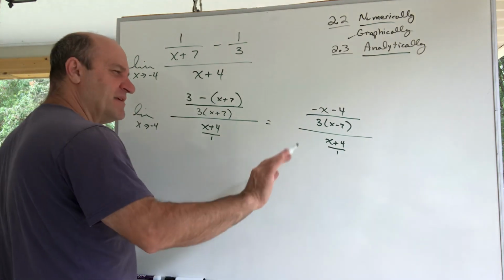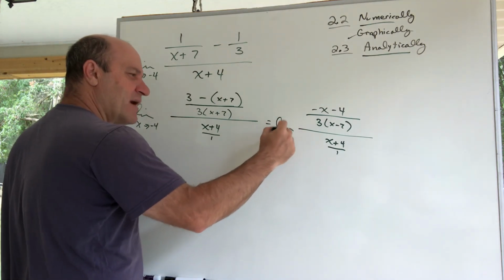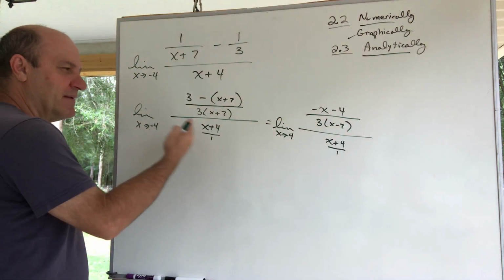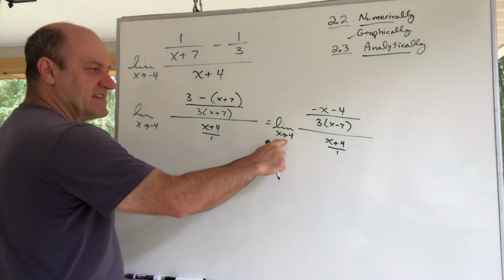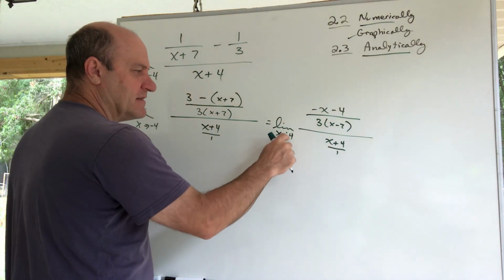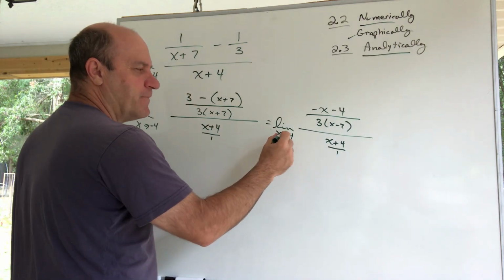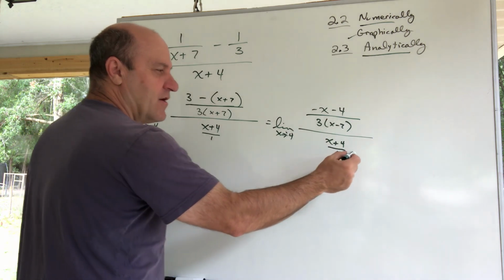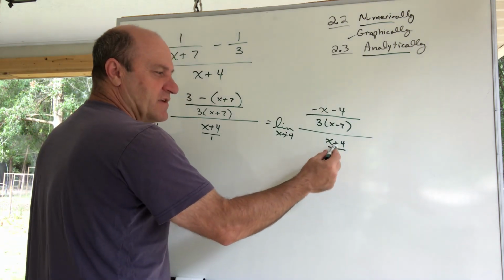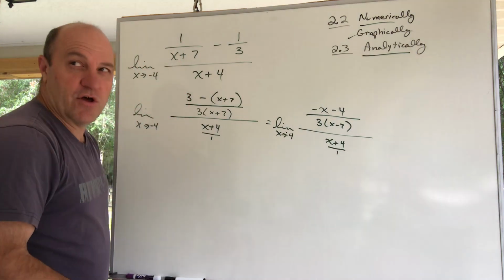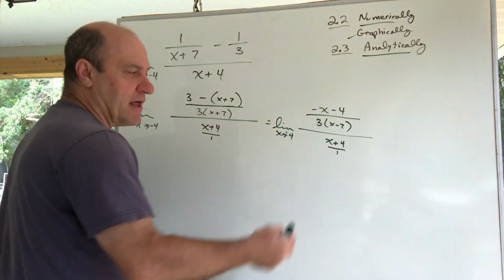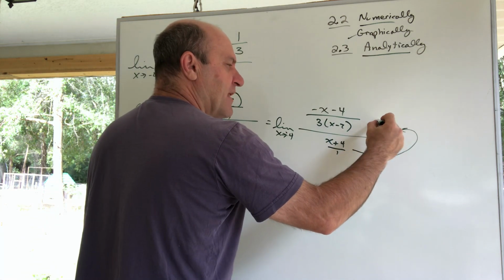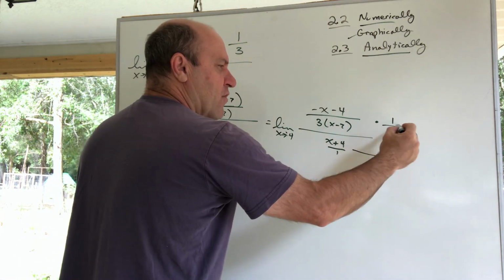Just to be technically correct, this limit is still waiting out here. That's what's going on. That's what this equals. The limit equals the limit as x approaches negative 4. You know, I think I'll take this. The reason I wrote this as a fraction is so I could multiply by the reciprocal. I'm dividing by x plus 4, but I can flip it up and multiply by the reciprocal 1 over x plus 4.